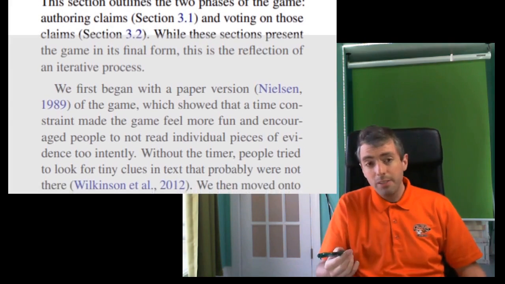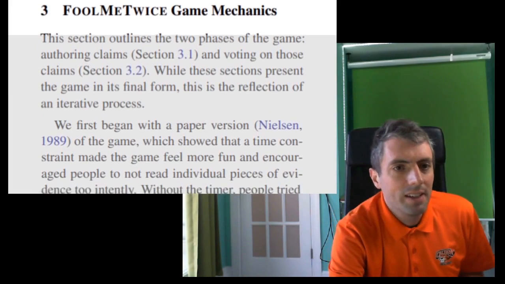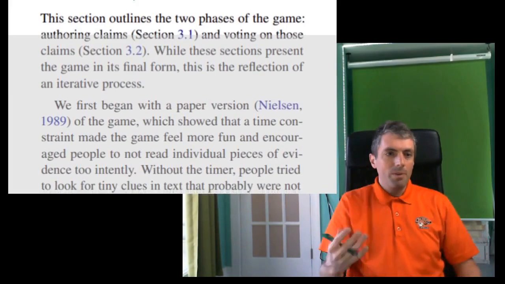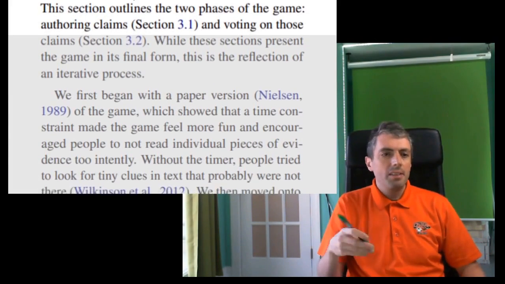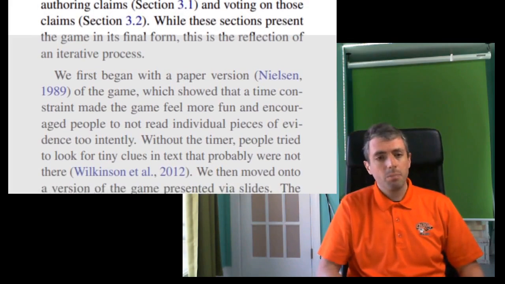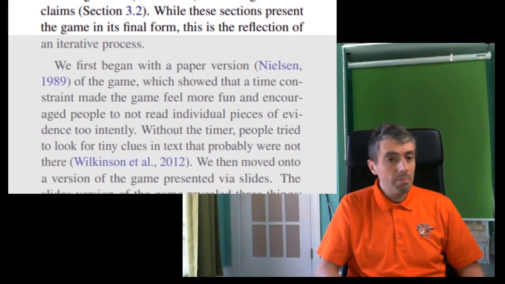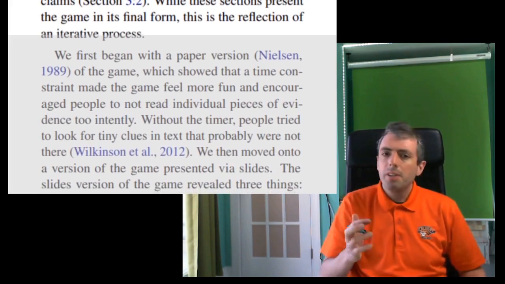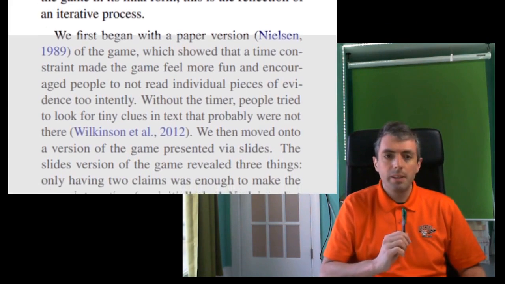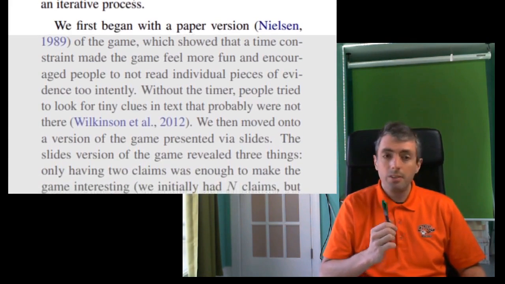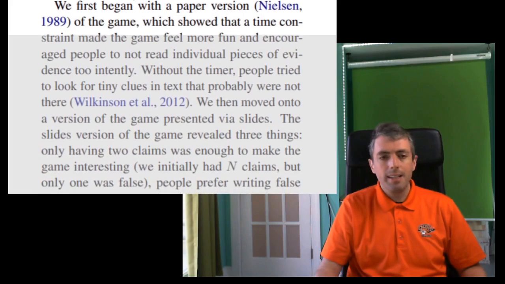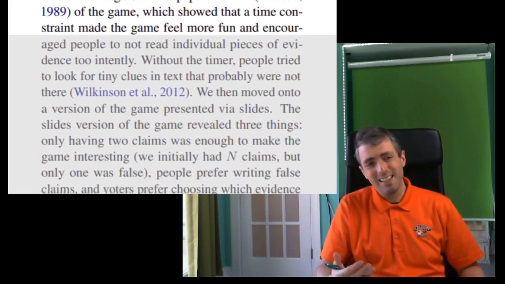This section outlines 2 phases. In its final form, this is a reflection of an iterative process. We first began with a paper version of the game, which showed that a time constraint made the game feel more fun and encouraged people not to read individual pieces of evidence too intently. Without the timer, people tried to look for tiny clues in the text that probably were not there.